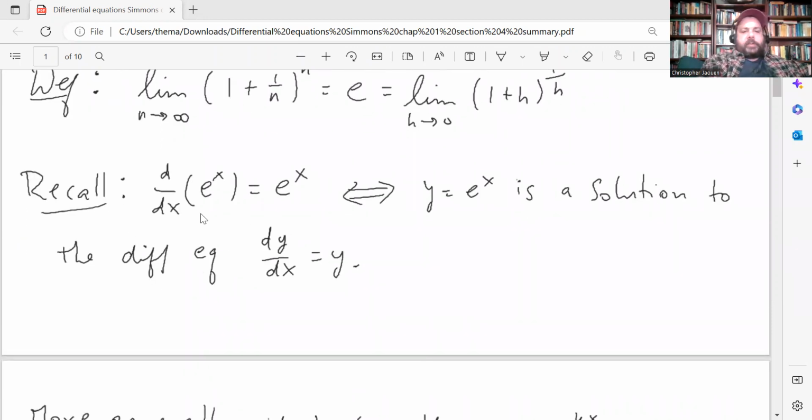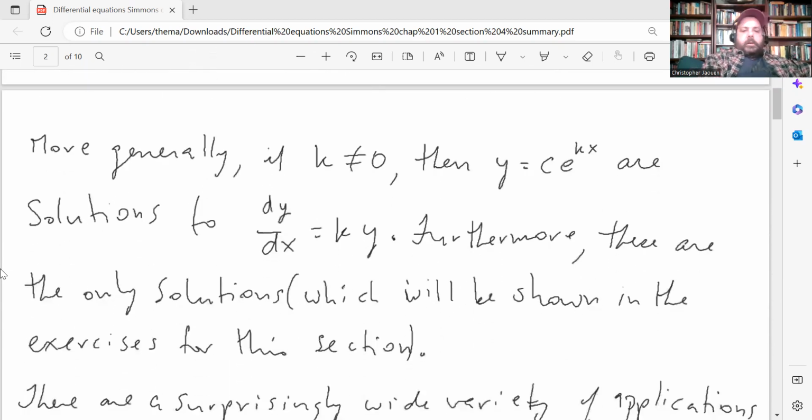And then if you recall the exponential function, which looks like this, it has base e. This is a special function because it's the only non-constant one that is equal to its own derivative. So y equals e^x is a solution to the differential equation dy/dx = y. It's the function that is its own derivative. More generally, if k is not 0, then this family of functions, y = Ce^(kx), is the solution to the differential equation dy/dx = ky. And furthermore, they're the only solutions. One of the exercises in the exercise set asks you to prove that, so we'll do that in the video about the exercises.